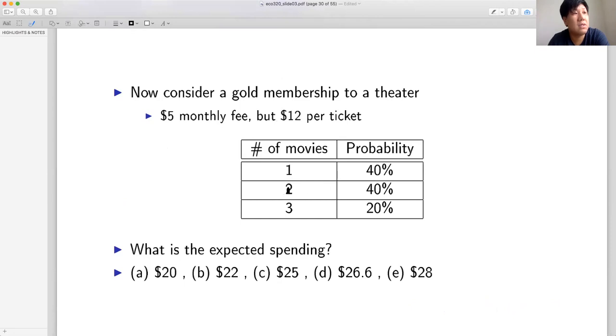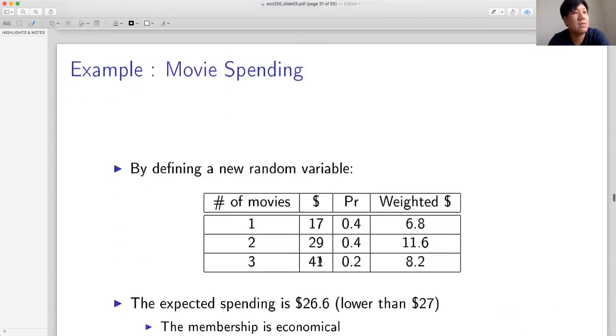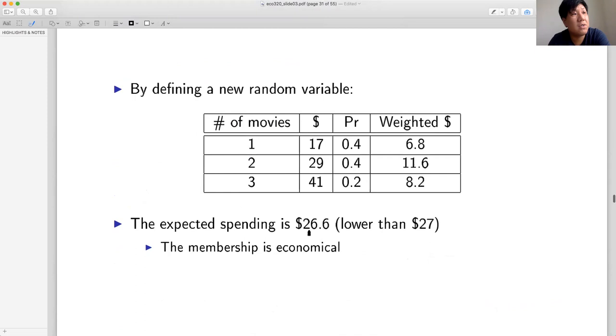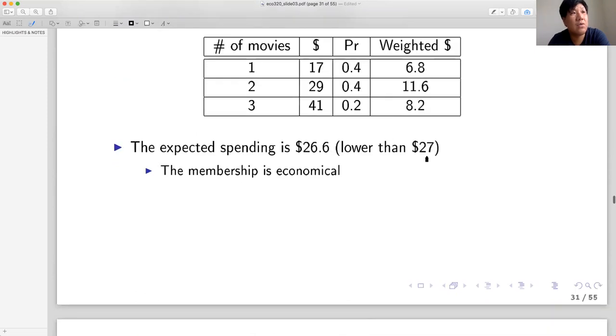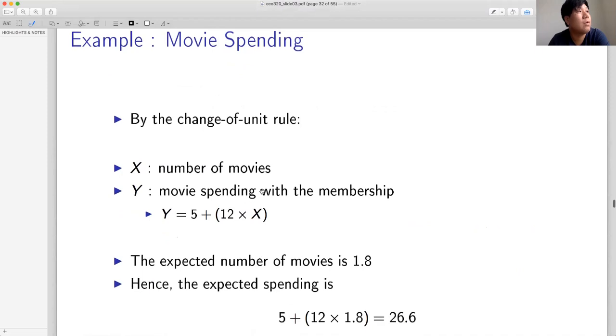How about if you are watching two? So 2 times 12 plus 5 is what? 24 plus 5 is 29. If we are watching three, 3 times 12 is 36 plus 5 is 41. So these are your expected costs times the probability. You multiply that and add them up, it is 26.6. It's lower than 27, so it might be more of a deal for you.